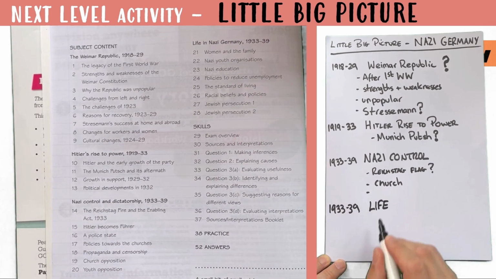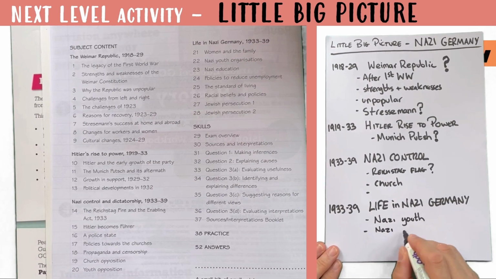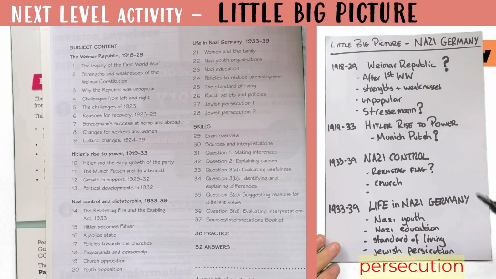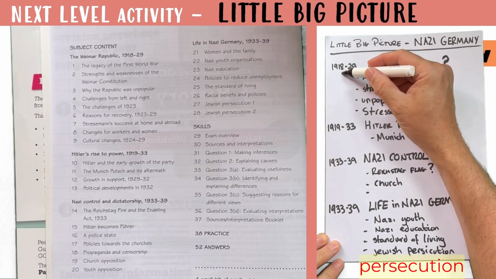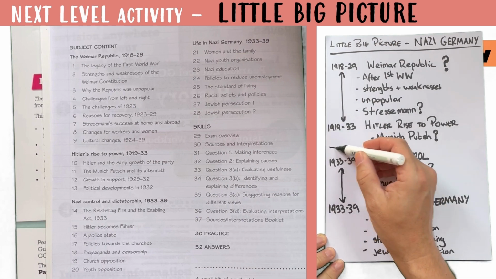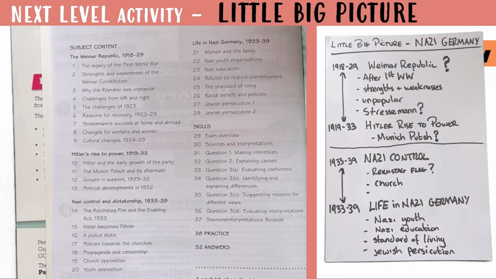And the last bit here is life in Nazi Germany for the German people. Some talk about Nazi youth, education, standard of living, and also Jewish persecution. Now, the last thing to do is, once you've written down those ideas, go back over them and have a quick look and see if things link together. All right, so I can see that we've got dates here, 1918 to 29 and 1919 to 33. So they're roughly the same. And then the bottom two dates are roughly the same as well. I can then think about grouping those things together in a way that makes sense for me.